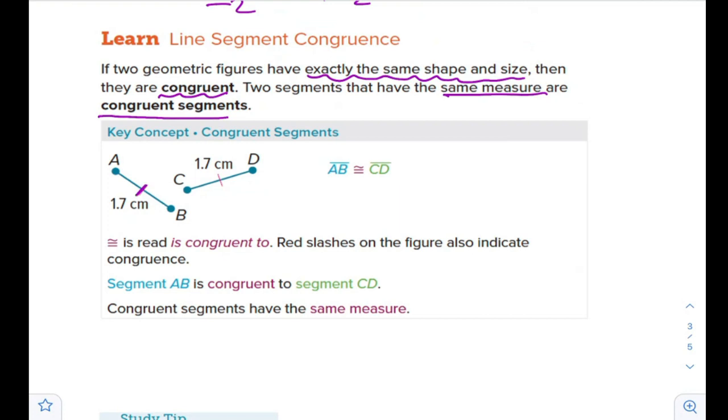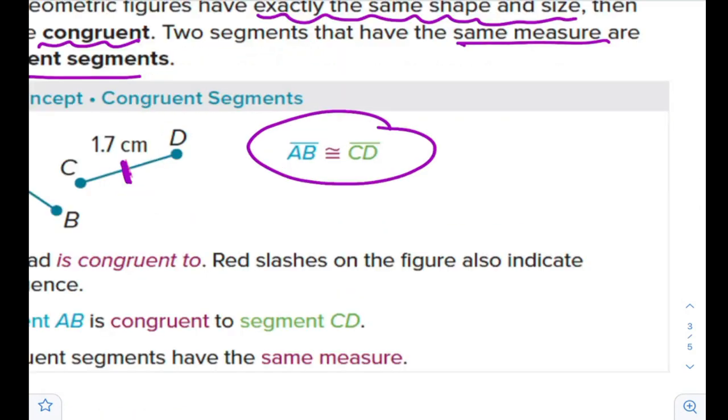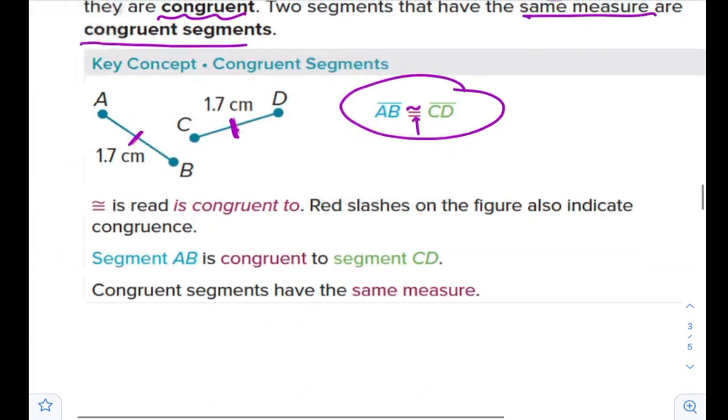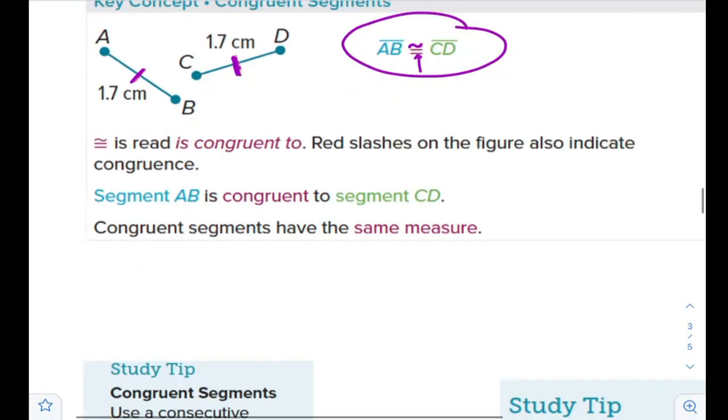As you see here, AB and CD have the same tick mark since they have the same measure. And if we want to say AB is congruent to CD, we will put the equal sign with this sign above. This is the congruent symbol, and it is read as congruent to. Red slashes on the figure also indicate congruence. So segment AB is congruent to segment CD. Congruent segments have the same measure.